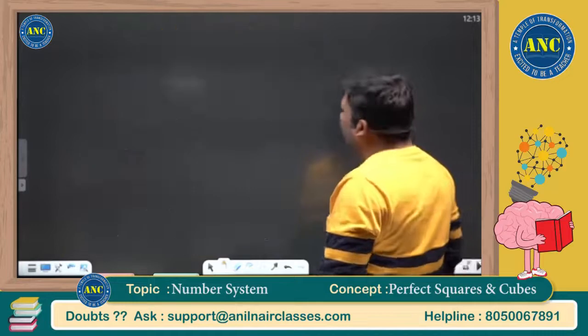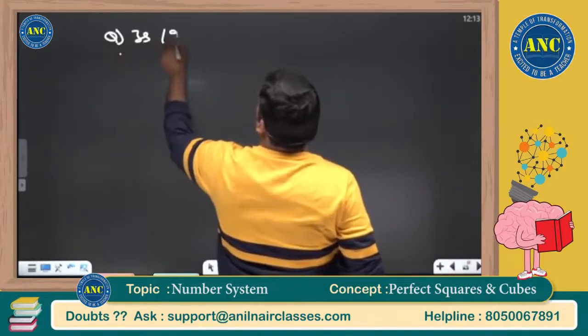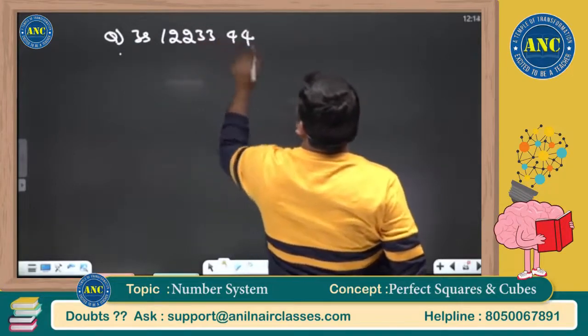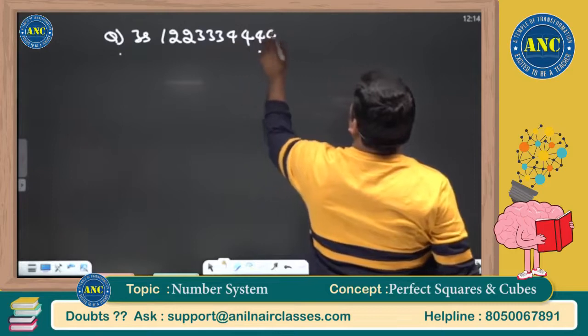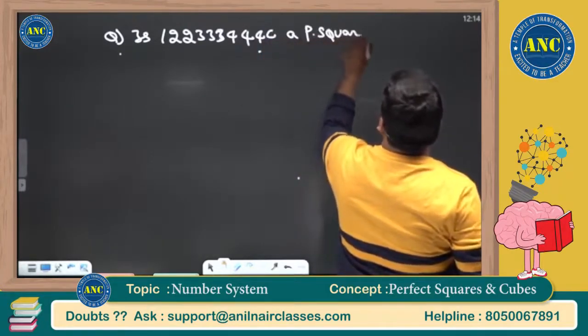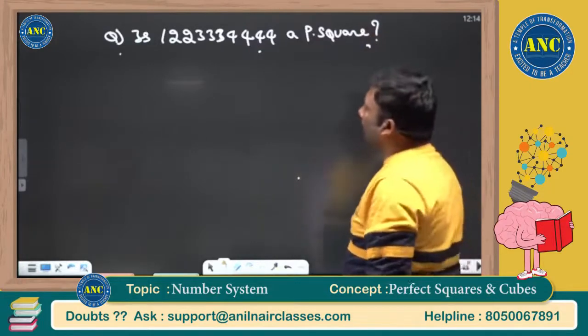Next one. Second question. We will solve 3 questions. Is 122333 44444 a perfect square?